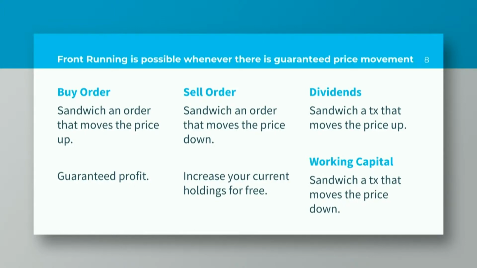Similarly with a sell order, say you already have some of these tokens, but you see a sell order coming in, you could get a sell order in front of those so that when you knew they were guaranteed to move the price down, you could buy back in. You would basically increase your current holding with zero risk.